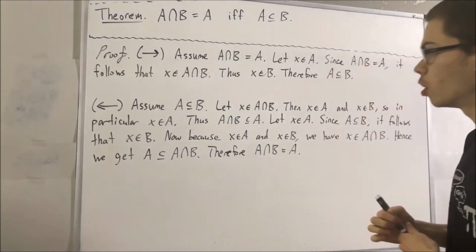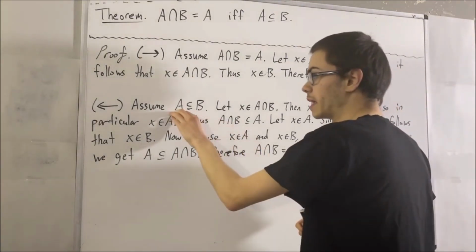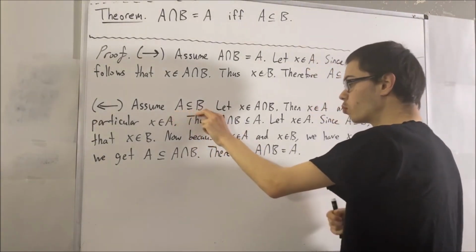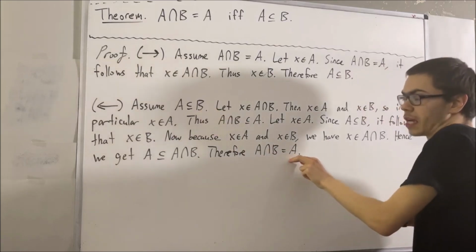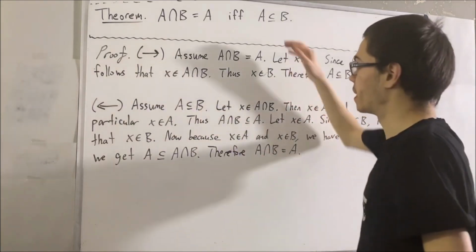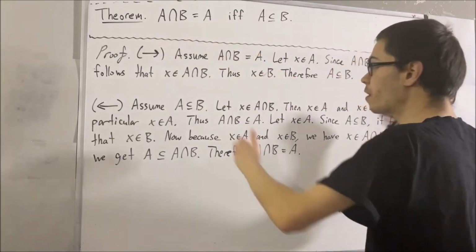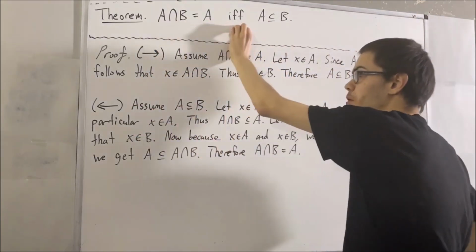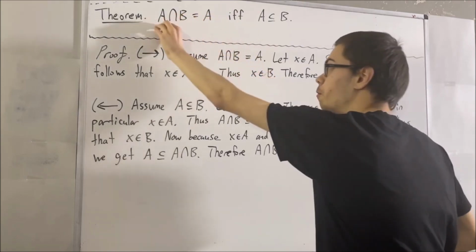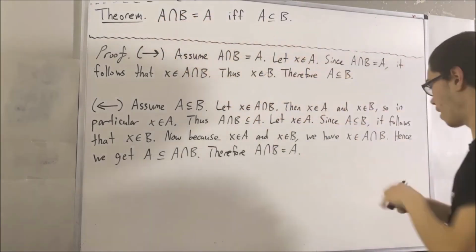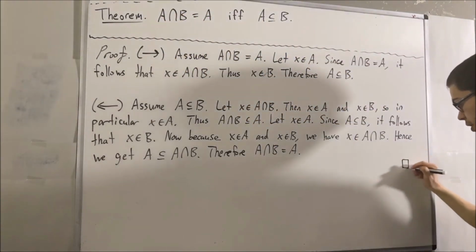And so now, notice we started by assuming that A is a subset of B, and we deduced that A intersect B is equal to A. So really, we have now proven that if this is true, then this is true. And so we have proven both parts of the if and only if, which means we have proven this statement. And so this completes the proof.